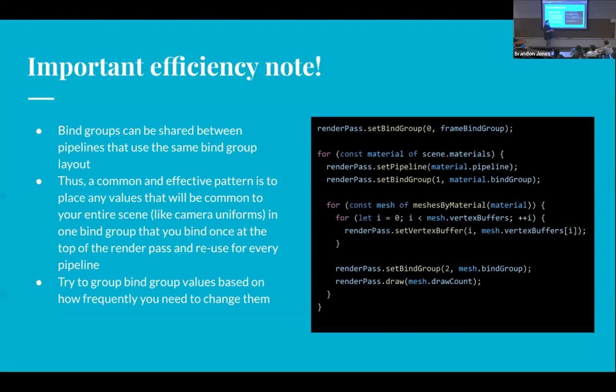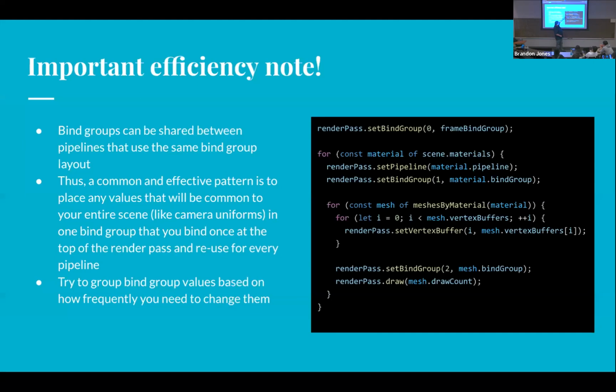And this is going to be used across 50 different meshes. Well, we don't want to reset that material every single time we draw one of those meshes. So instead, you can say, oh, I'm going to loop through all of my materials, set the pipeline that is associated with that material, and then set the bind group that's associated with that. I only have to do that once.